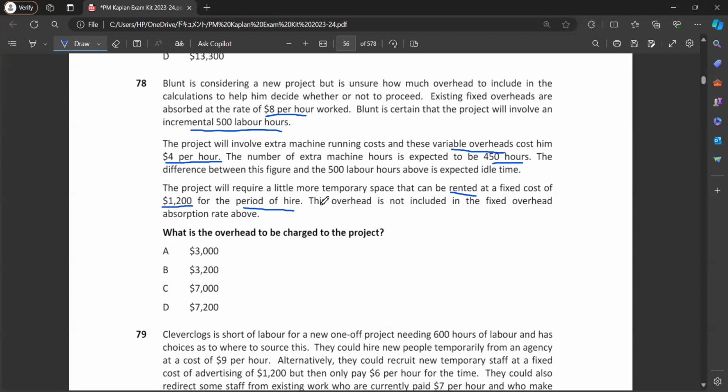Variable overheads cost him $4 per hour. That should be calculated for 450 hours. That's one part of it. Second part of it is that they have to take a space on a rent basis at a fixed cost of 1,200. So only fixed future incremental costs are there. There is no opportunity cost. So write the solution. Let's write the solution here in the Excel sheet.